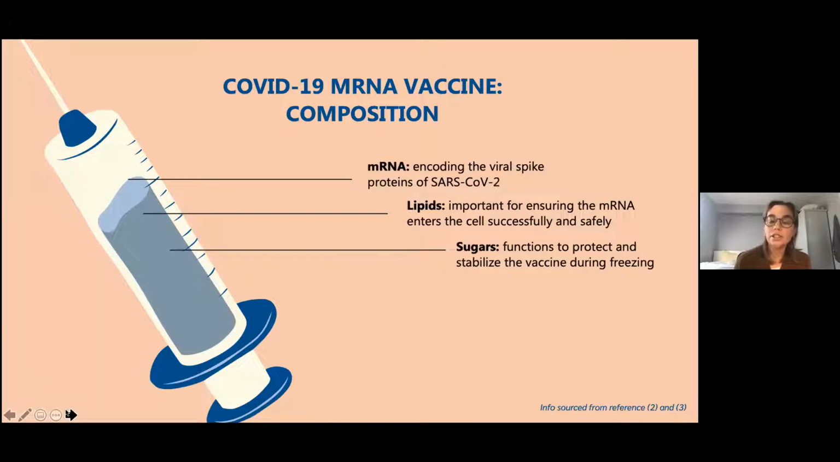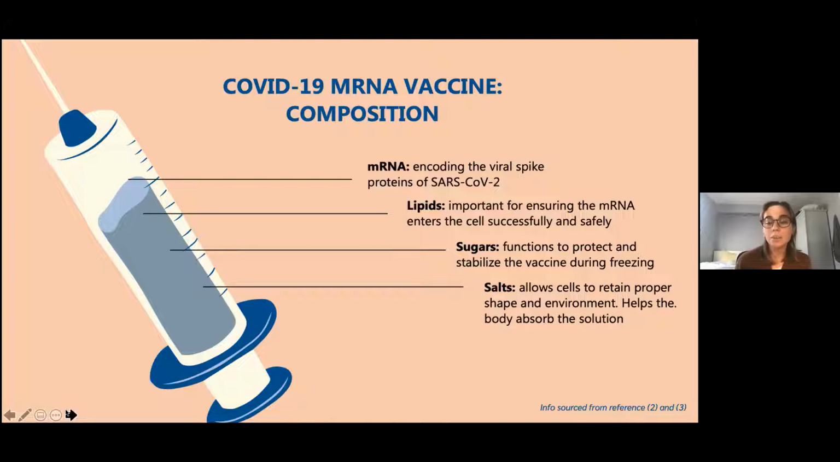Then we have sugars. Sugars are critical in ensuring that the vaccine is protected and stabilized during freezing. And lastly, we have salts. Salts allow the cell to retain proper shape and environment and help the body absorb the solution.